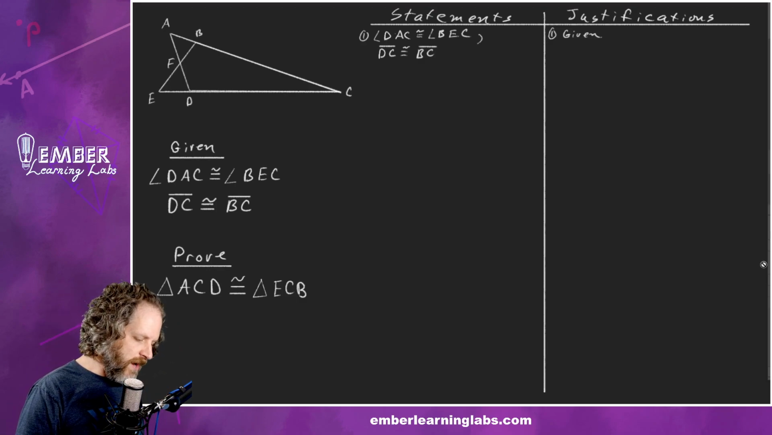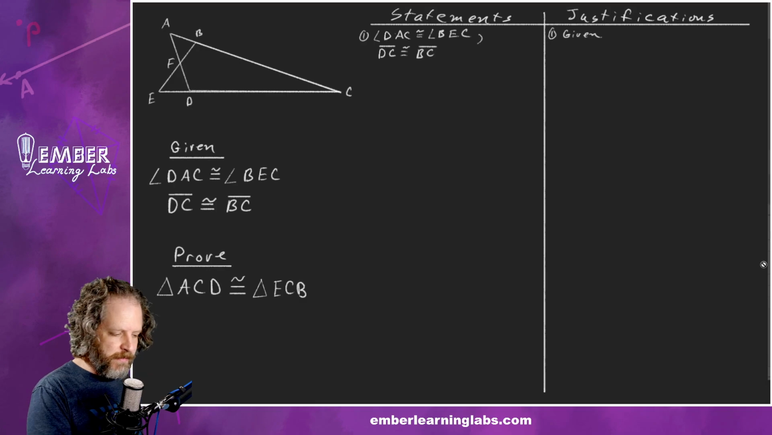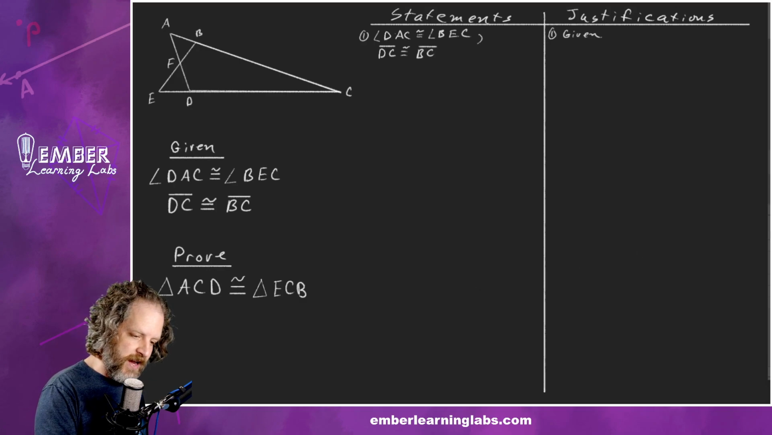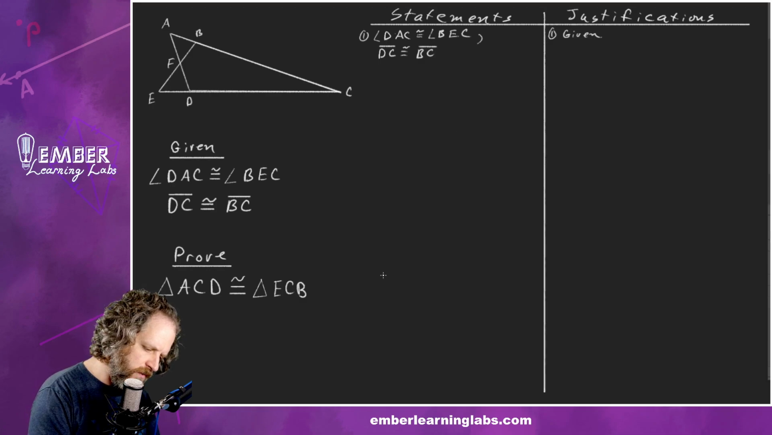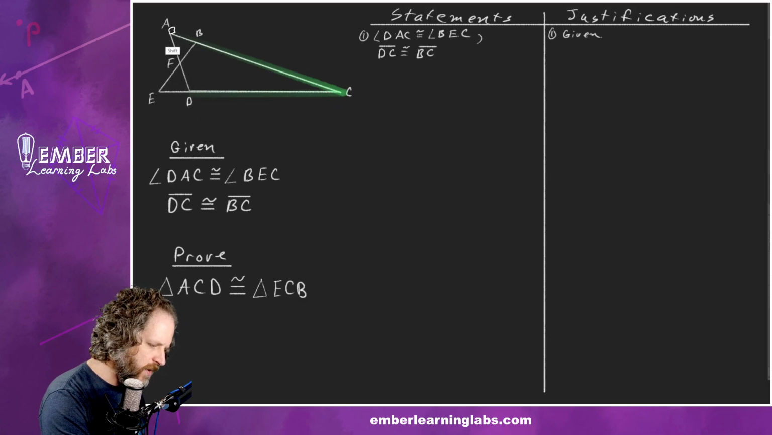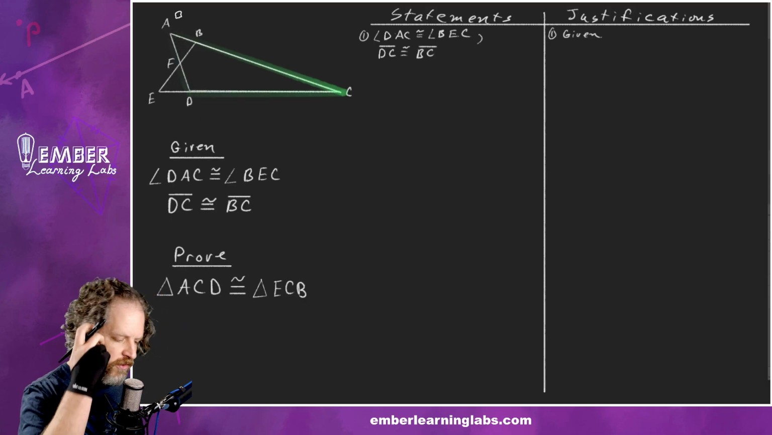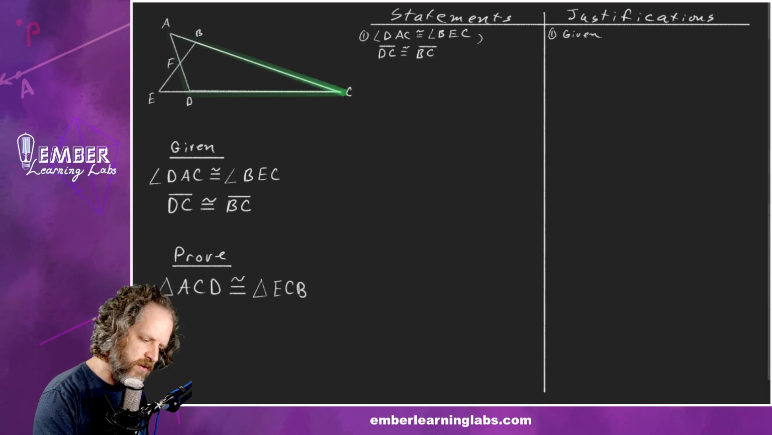So we are given, I'm going to start at the end this time, so we can get an idea of what we're trying to prove. We are trying to prove that triangle ACD, so this triangle, is congruent to triangle ECB.